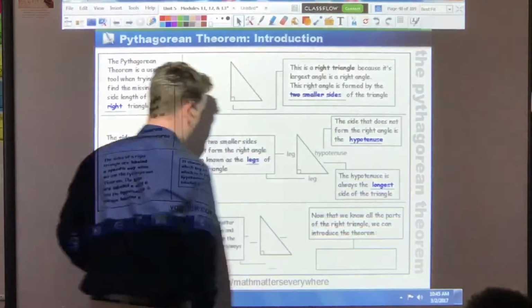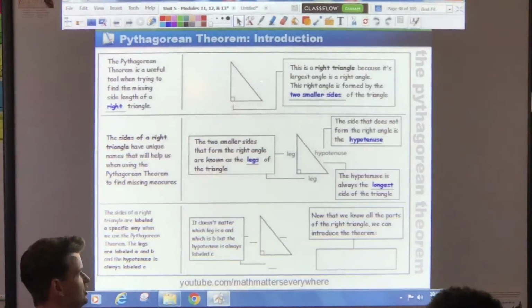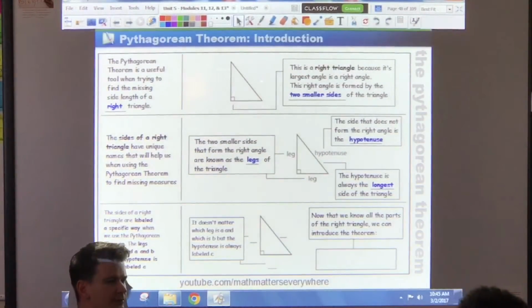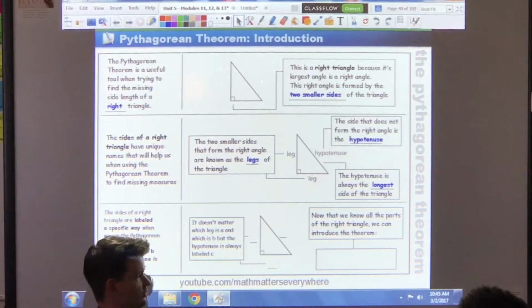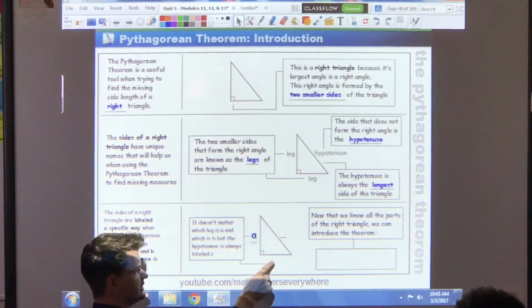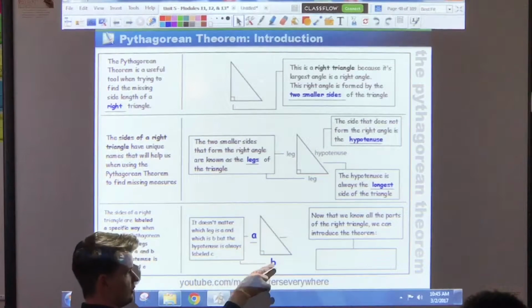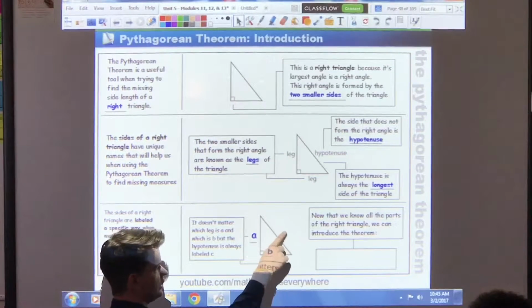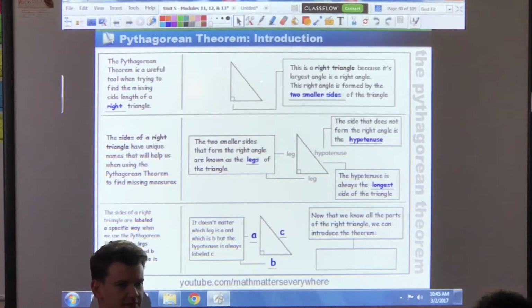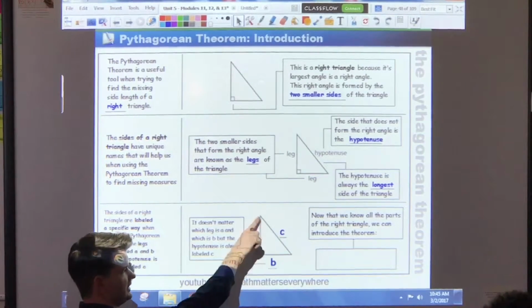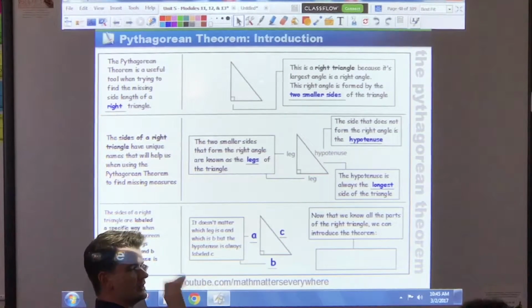Okay, so that's my hypotenuse. And then when we use the theorem, we're going to label the sides a certain way as well. The two legs are interchangeably labeled A and B. Doesn't matter which one you label A, doesn't matter which one you label B. Either of the legs can be A, either of them can be B. But one must be A, one must be B. The hypotenuse will always be labeled C. Always. Hypotenuse is the side that does not form part of the right angle.